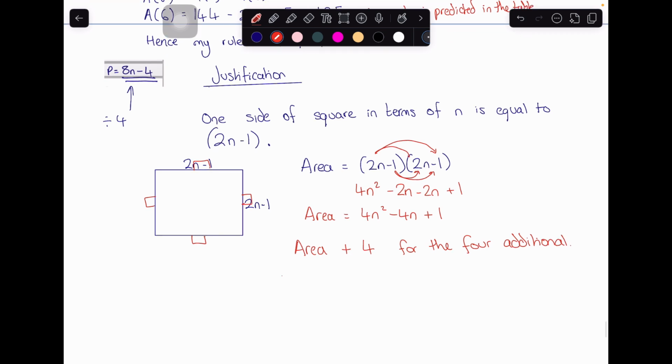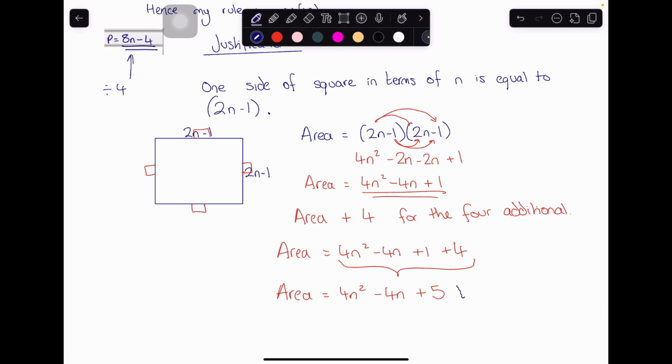Okay, so the area is equal to 4n squared minus 4n plus 1, which is what we found here. And then we need to add this additional 4, okay? When I simplify this now, my area is equal to 4n squared minus 4n plus 5. And then you want to say, this matches my rule, hence my rule is justified.